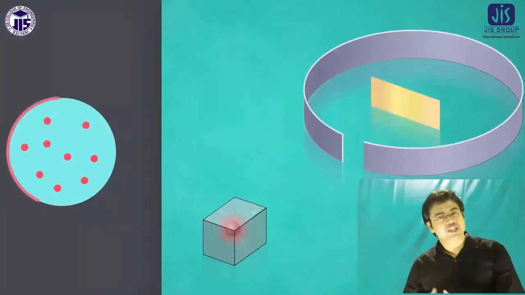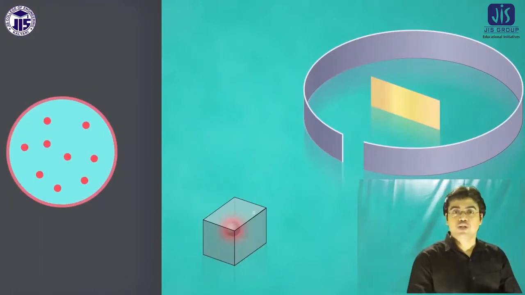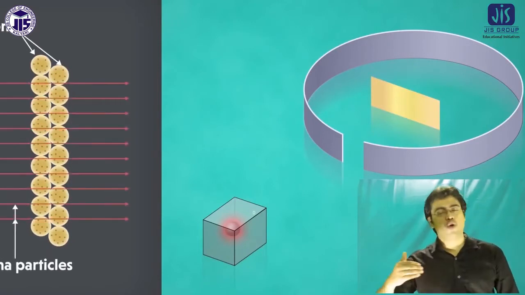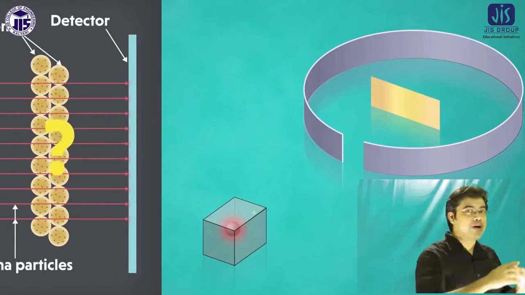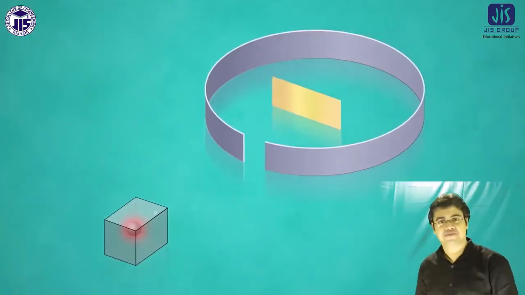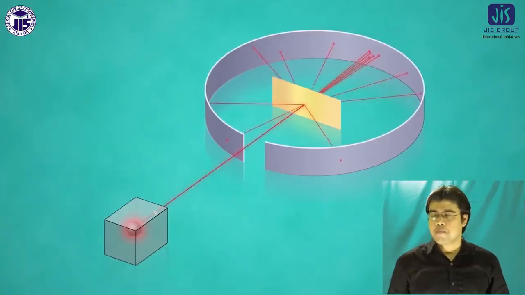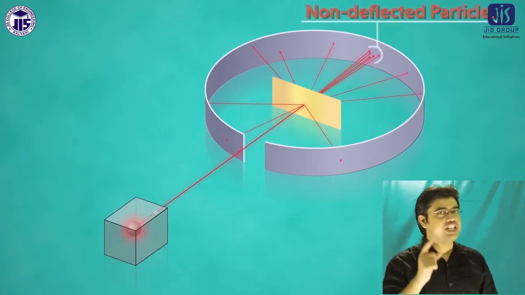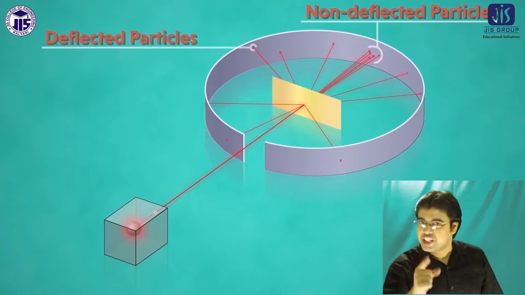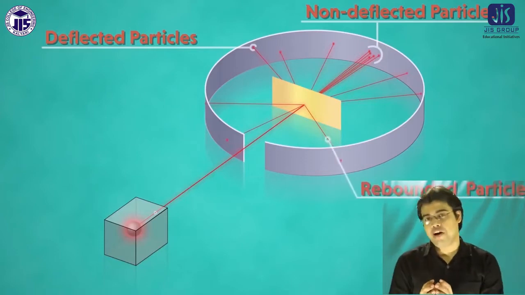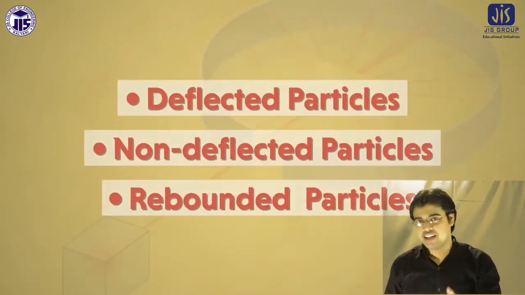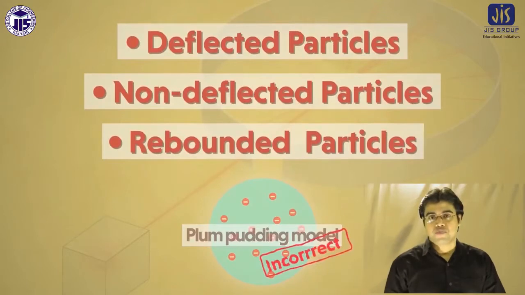So that was Rutherford's expectation: if the plum pudding model was right, then all the alpha rays should pass through the gold foil in a straight line. But actually it did not happen. The maximum of the alpha particles passed through the gold foil without any obstacle. A few alpha particles deflected at a particular angle, and very few alpha particles came back along their original pathway, which are called rebounded particles.